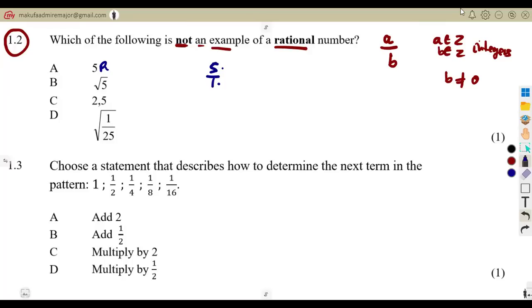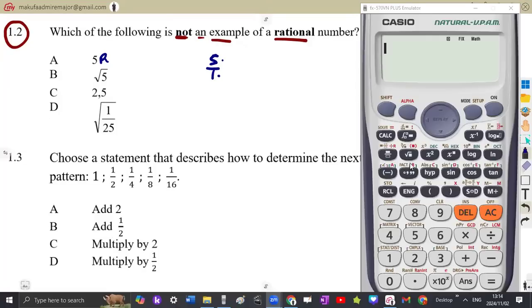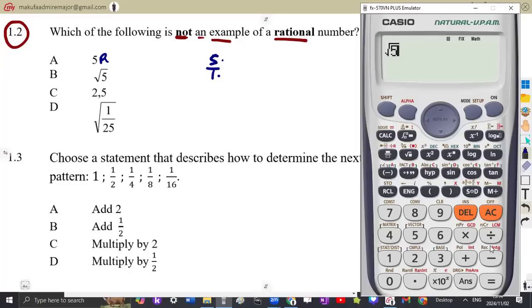All right, let's take our calculators, guys, and see. Remember, you are allowed to use your calculators. So let us just take our calculator and see what I'm trying to say here. This is the square root of 5, which is as a decimal.